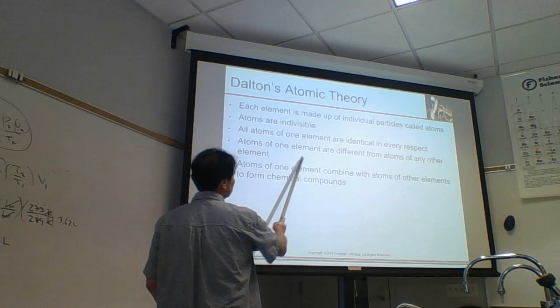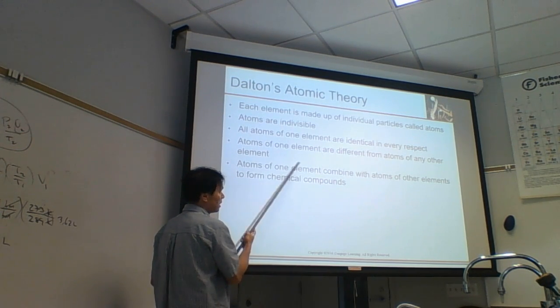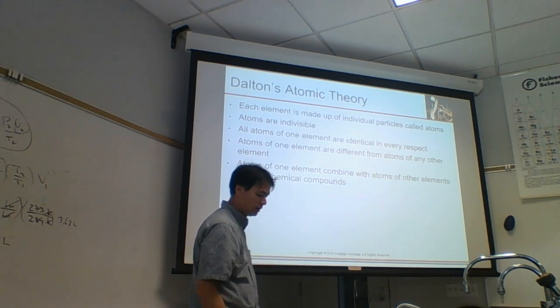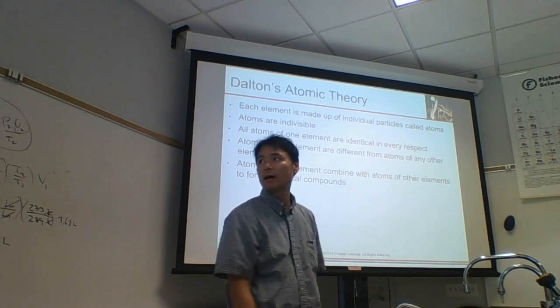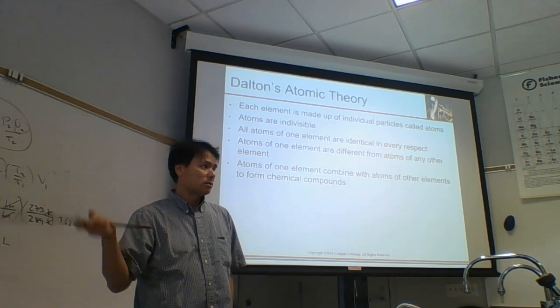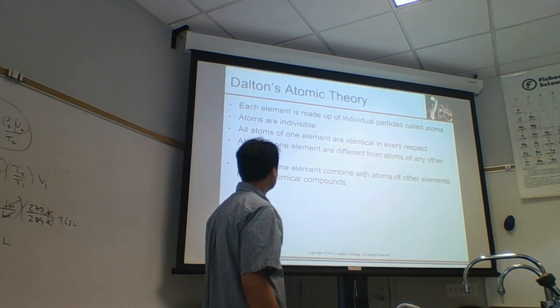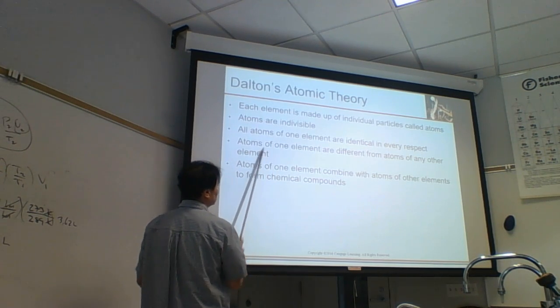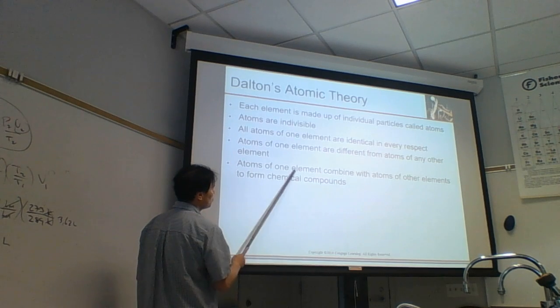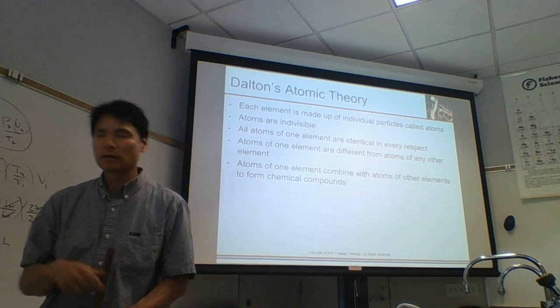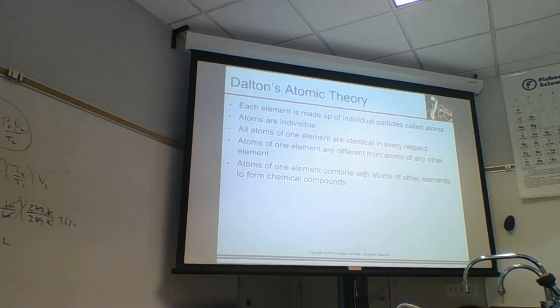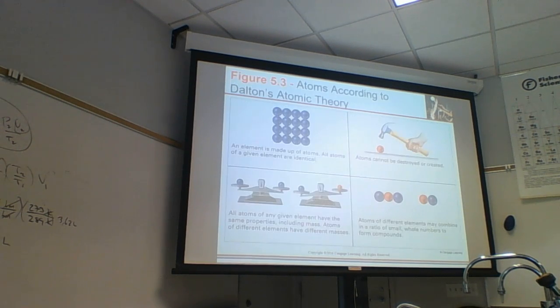Okay, atoms of one element are different from atoms of any other element. That's true. Hydrogen atoms are different than oxygen atoms. But why? This is just a statement of fact. Yes, it's a factual observation. We could memorize that, but wouldn't it be better if we knew something more about theory, patterns, other stuff? But this really doesn't explain much here, or describe much. Atoms of one element combine with atoms of other elements to form chemical compounds. So compounds are two or more elements combined. Okay, like water, H and O.